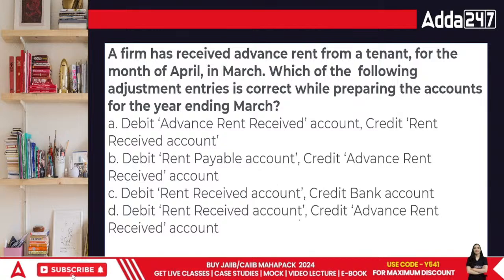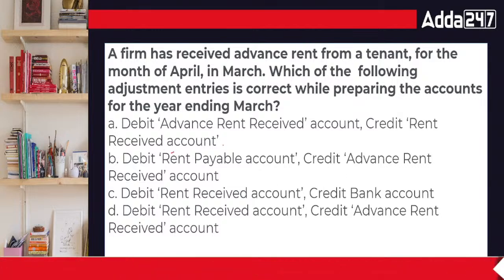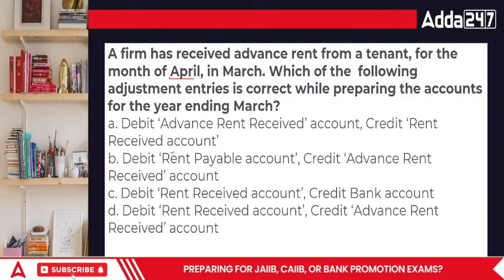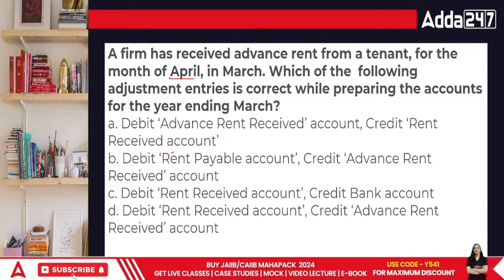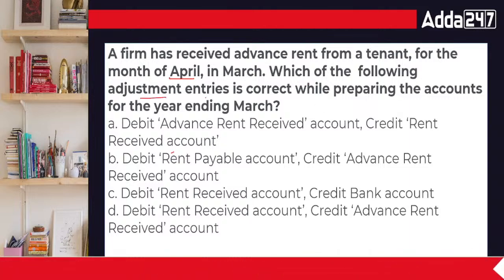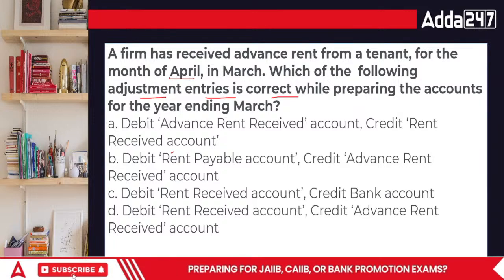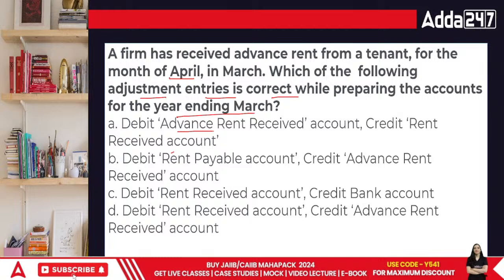Done, everyone? A firm has received advance rent from the tenant for the month of April in March. Now the money of the current year was last received in last year. Sorted. Which of the following adjustment entries is correct while preparing the accounts for the year ended 31st March? Option: debit advance rent received and credit rent received account.